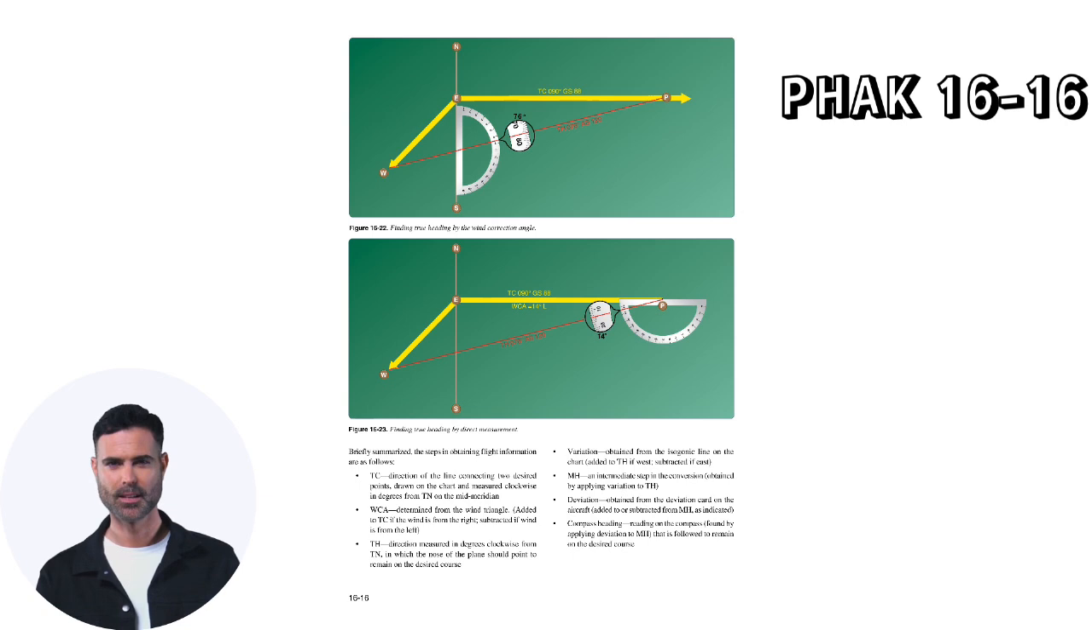Briefly summarized, the steps in obtaining flight information are as follows. TC: direction of the line connecting two desired points, drawn on the chart and measured clockwise in degrees from TN on the mid-meridian. WCA: determined from the wind triangle. Added to TC if the wind is from the right. Subtracted if wind is from the left. TH: direction measured in degrees clockwise from TN, in which the nose of the plane should point to remain on the desired course.